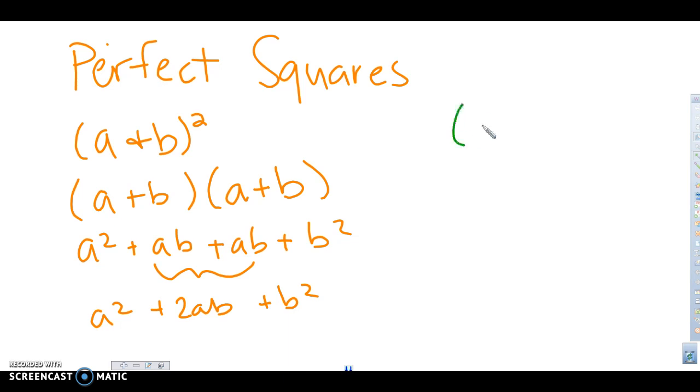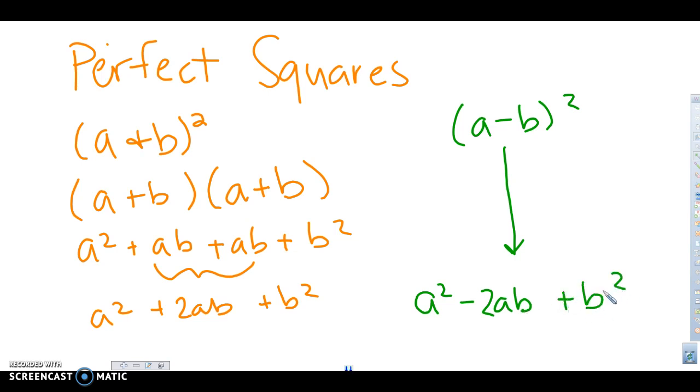Likewise, if I have (a minus b) quantity squared, excuse me, that gives me a squared minus 2ab plus b squared. And these two things are called my perfect square trinomials.